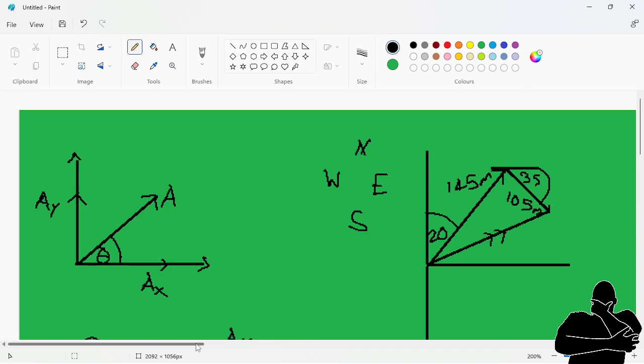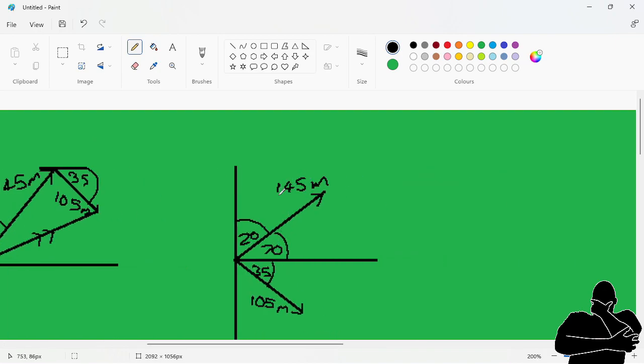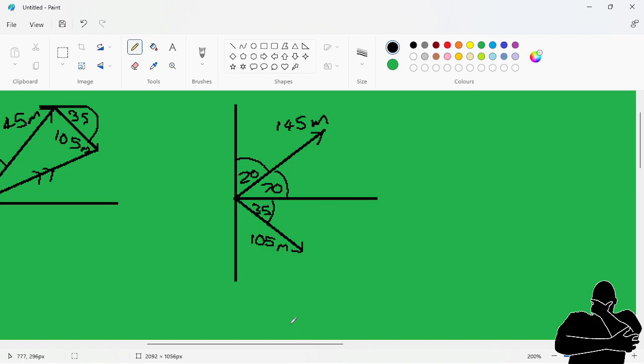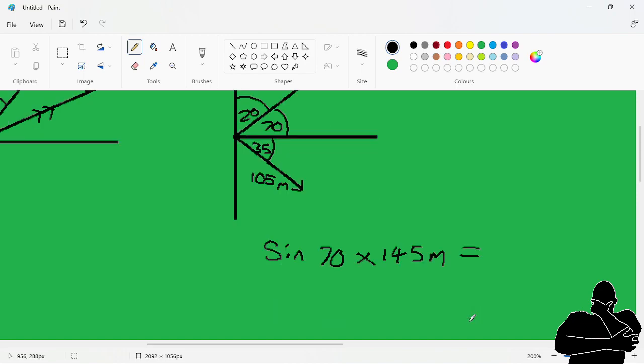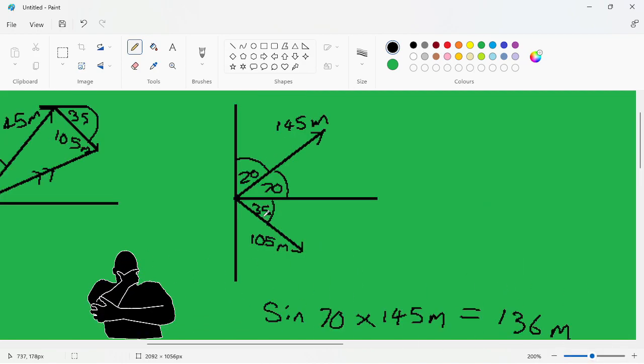It's the same thing over here. This is A, this is theta, and we want to find this AY. So to find that, it would be the same thing. So it would be sine of 70 times 145 meters gives us the vertical component of the first vector. And that vertical component is going to be equal to 136 meters.